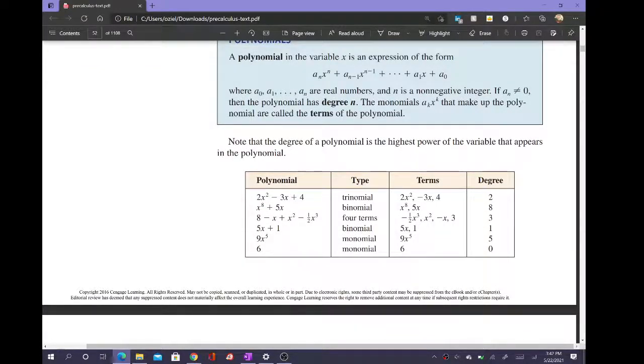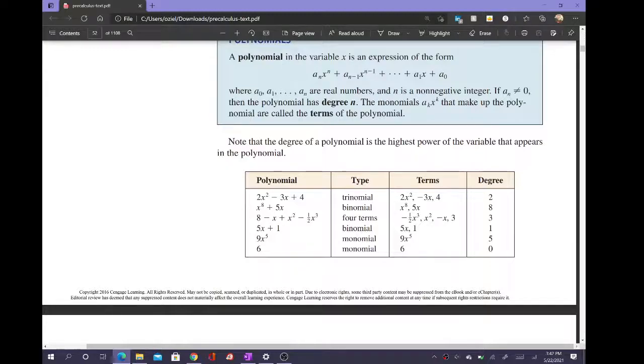So for example, the polynomial 2x squared minus 3x plus 4, the type of polynomial is a trinomial, and the terms are 2x squared, negative 3x, and positive 4. And the degree is 2 because the highest degree is 2. The polynomial x to the 8th plus 5x, that's a binomial, and the terms are x to the 8th and 5x, and the highest degree is 8 because right here it starts with an 8.